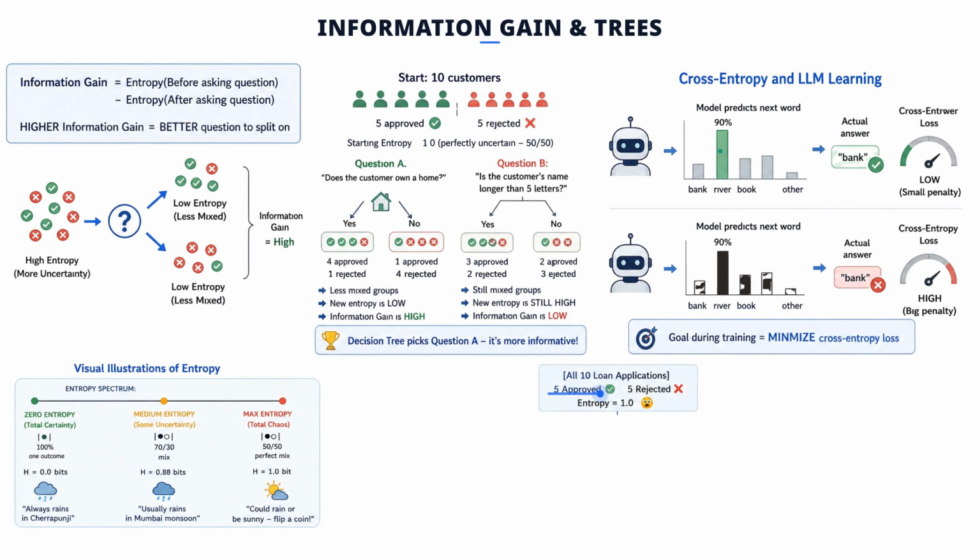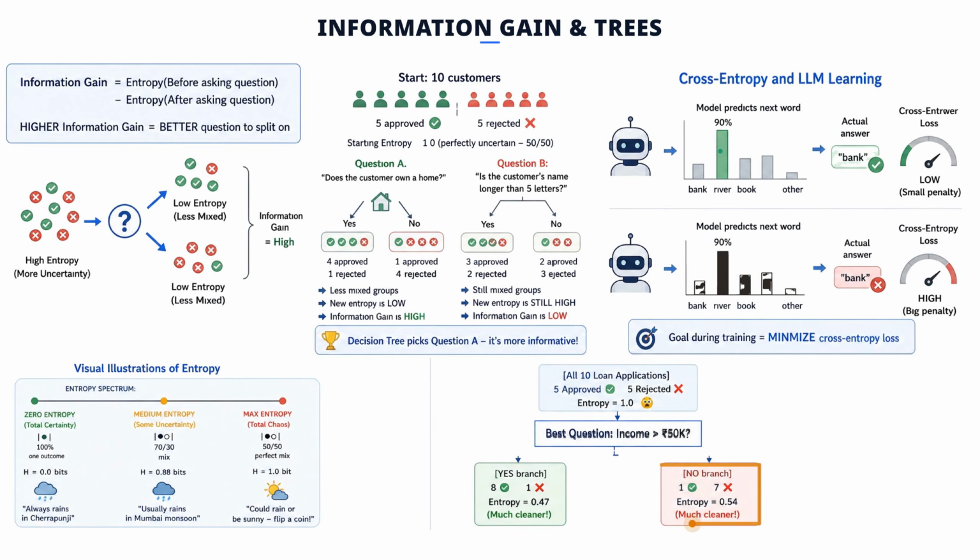Now let's tie it all together with the full math of a decision tree split. We begin again with 10 loan applications sitting at an entropy of 1.0. By asking our best question, is their income greater than 50K, the tree branches out. The yes branch drops down to an entropy of 0.47 and the no branch drops to 0.54. Both of these branches are much cleaner than the original state.